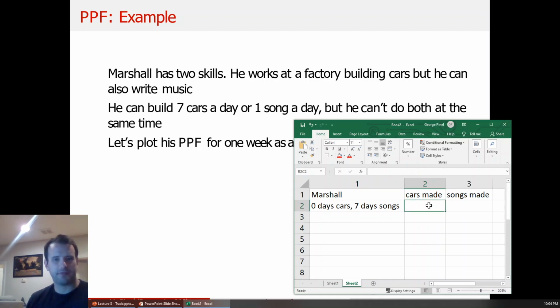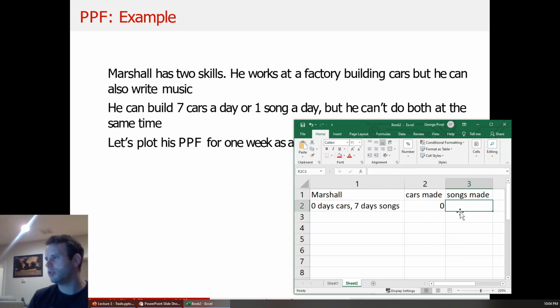So if Marshall spends 0 days making cars, he makes 0 cars. If he spends 7 days making songs, how many songs can he make? Well, that depends. How quickly does he make a song? He makes 1 song per day.